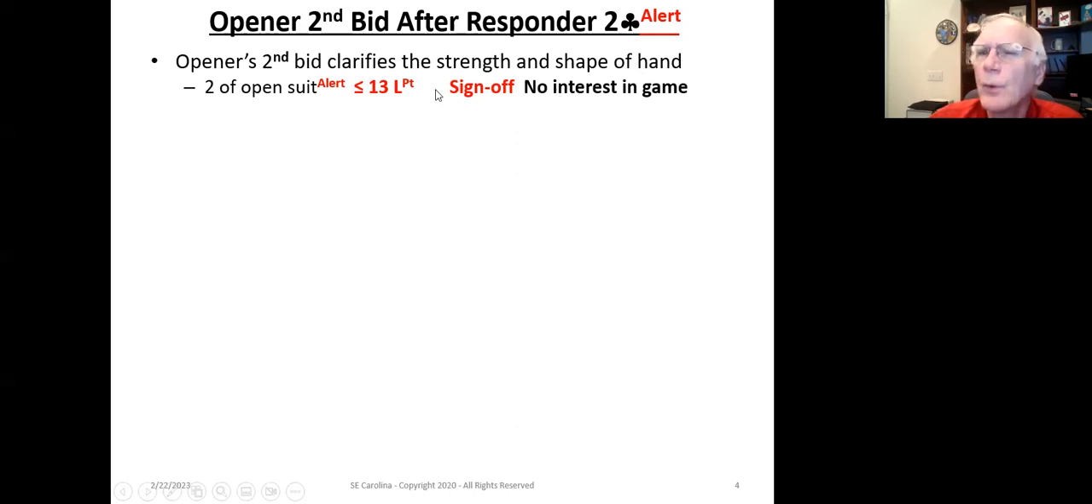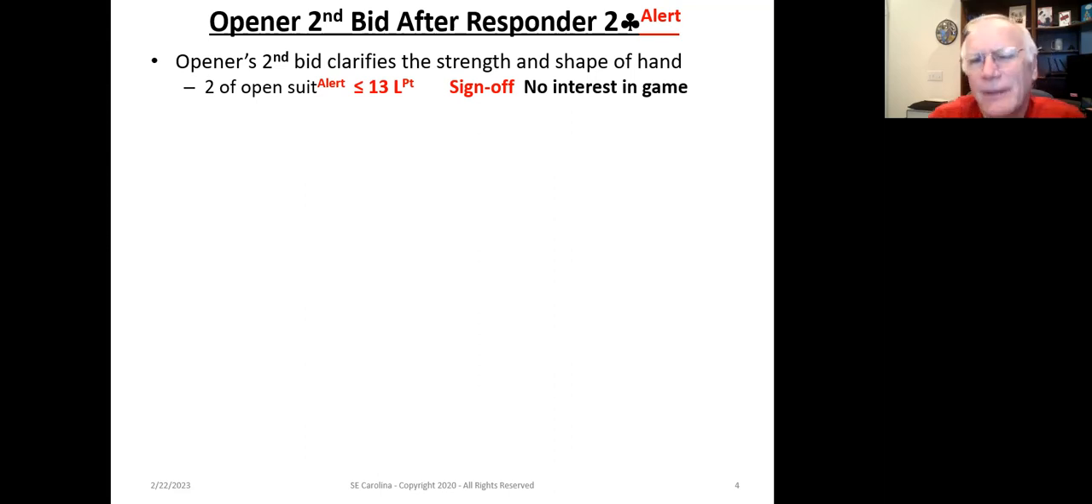Really important. We're going to be able to describe both of these attributes with one bid. It's really critical. If the opener has less than or equal to 13 points, in other words, it was a weak open, we shaded our open a little bit because it was third seat or fourth seat, the opener is going to rebid two of the open suit. And that says, hey, partner, I've got less than or equal to 13 length points.